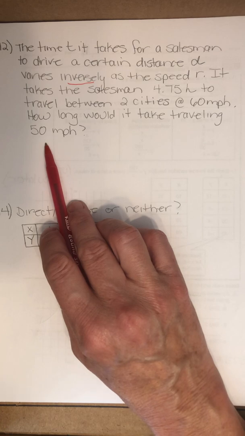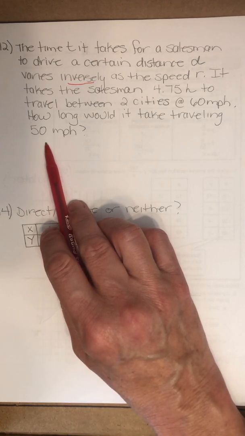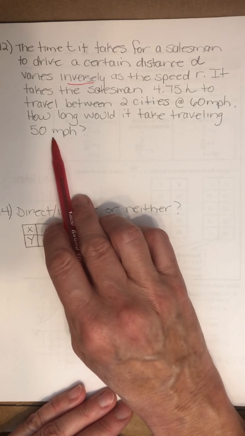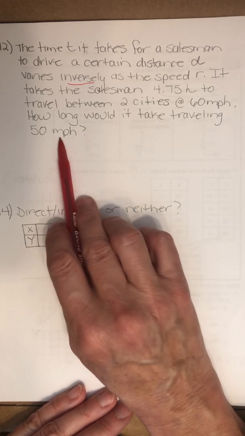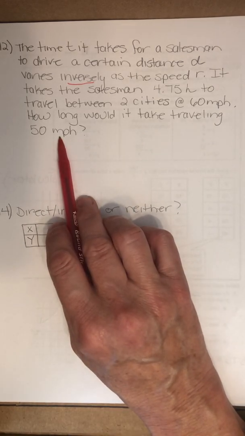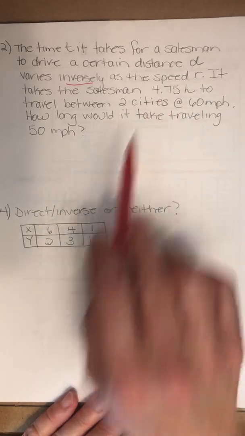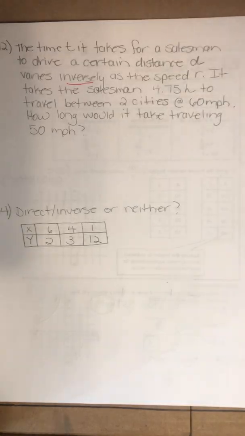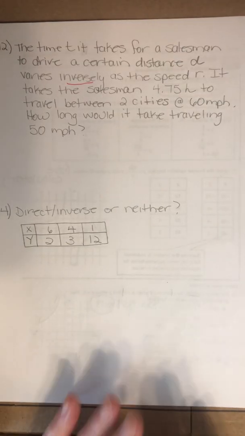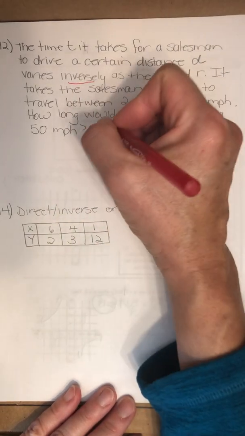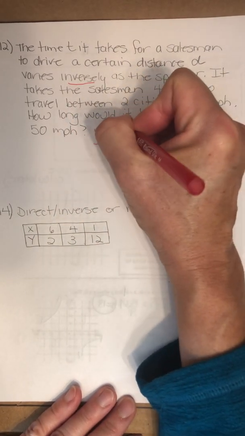Well, logically speaking, I can tell you it's going to take longer. So we're going to want to make sure that when we find that time, it really does take longer to go 50 miles an hour than it took to go 60, right? Our answer should be more than 4.75. Okay, but let's go back. The word inversely. Okay, so the first thing we do is write the equation.